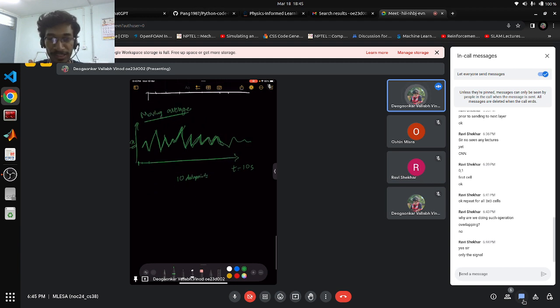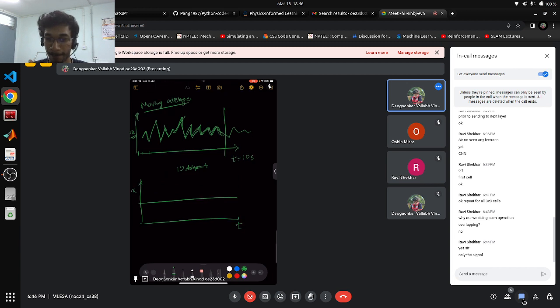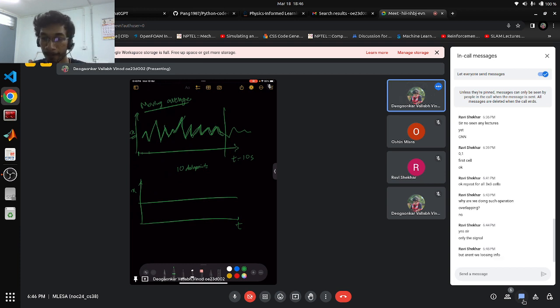Now, to get a smooth output from this, I take the average of all of these 10 values and only consider that as my signal. That would be one way of making it smooth, right? Is that making sense? But aren't we losing info? Correct.